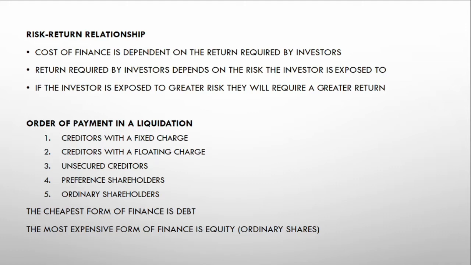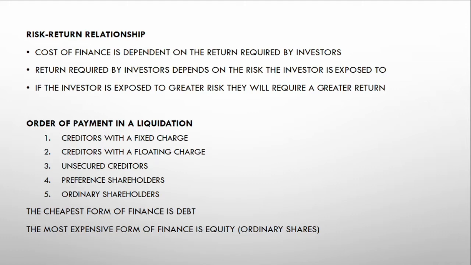And one of the main things that will determine the level of risk that an investor is exposed to is the order in which they are paid on liquidation. So not everyone can be paid at the same time in the event of a company liquidating. There's an order that has to be complied with. So the first companies that are going to be paid are creditors. And here we split it into creditors with a fixed charge and creditors with a floating charge.